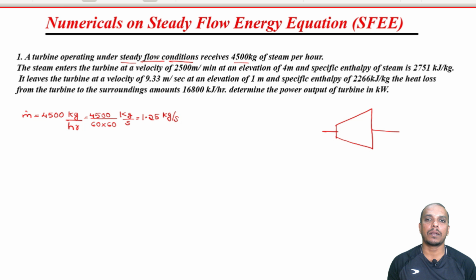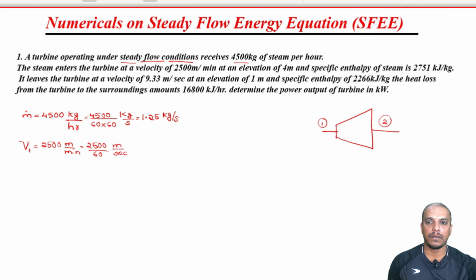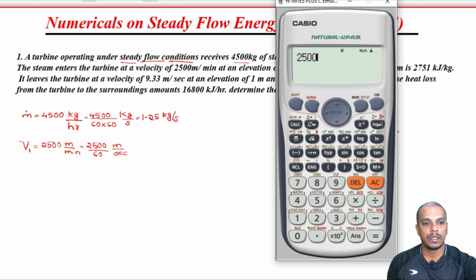The steam enters the turbine at a velocity. Entry we have always denoted as 1 and exit as 2. So the steam enters the turbine with a velocity V1 of 2500 meters per minute. We will convert this into meters per second again. Minute is in the denominator, and 1 minute is 60 seconds. So 2500 divided by 60 is 41.6.